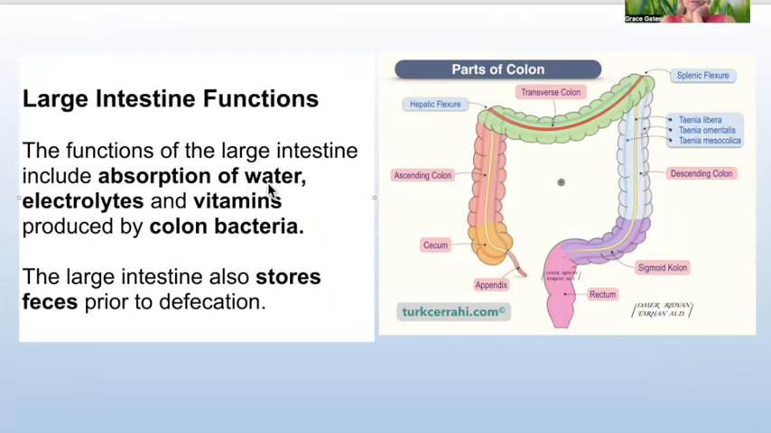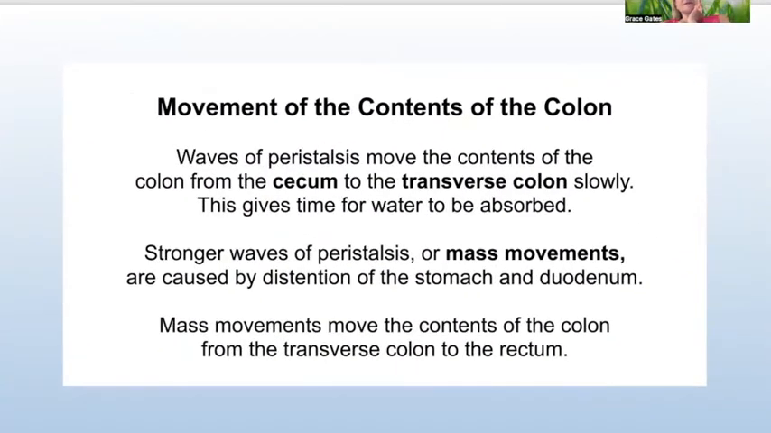Large intestine functions. The functions of the large intestine include absorption of water, electrolytes, and vitamins, which are produced by colonic bacteria. In addition, the large intestine stores feces prior to defecation. Movements of the contents of the colon. Waves of peristalsis move the contents of the colon from the cecum to the transverse colon rather slowly. This gives time for water to be absorbed. Stronger waves of peristalsis, called mass movements, are caused by distension of the stomach and duodenum, and mass movements move the contents of the colon from the transverse colon to the rectum.